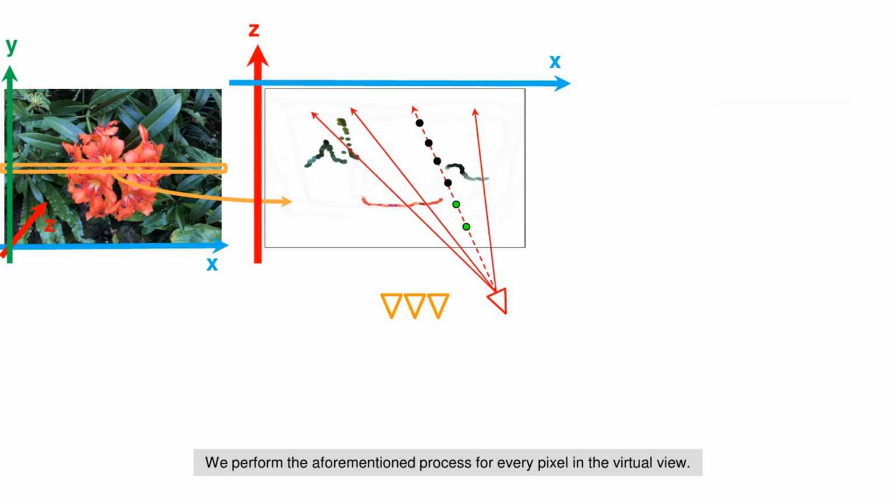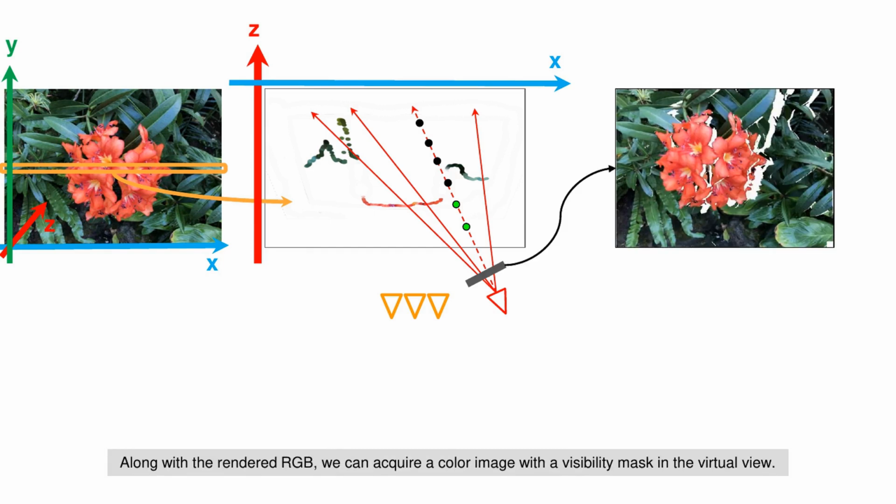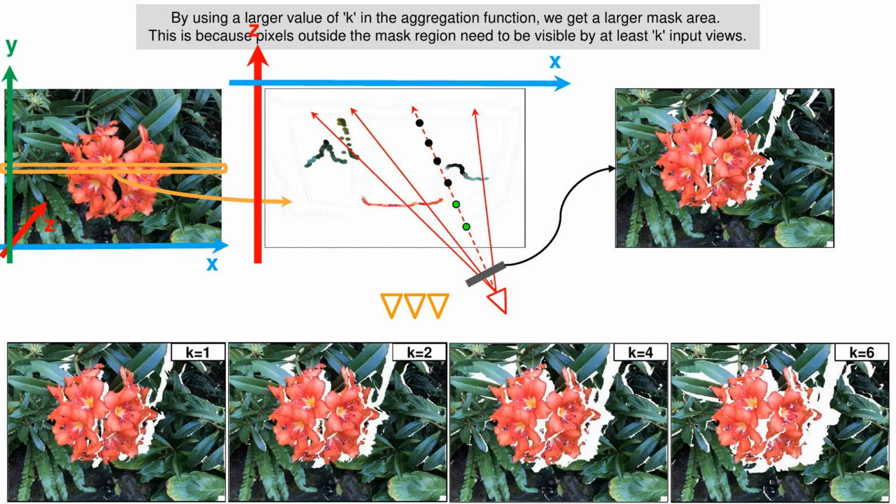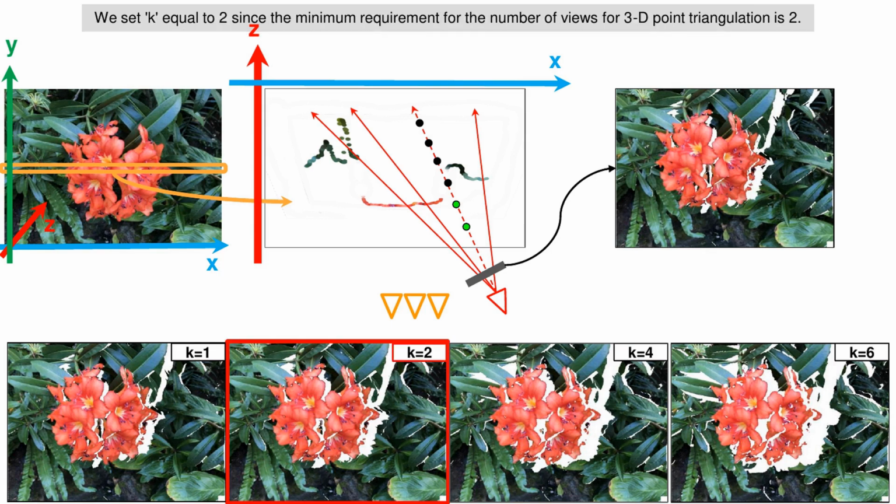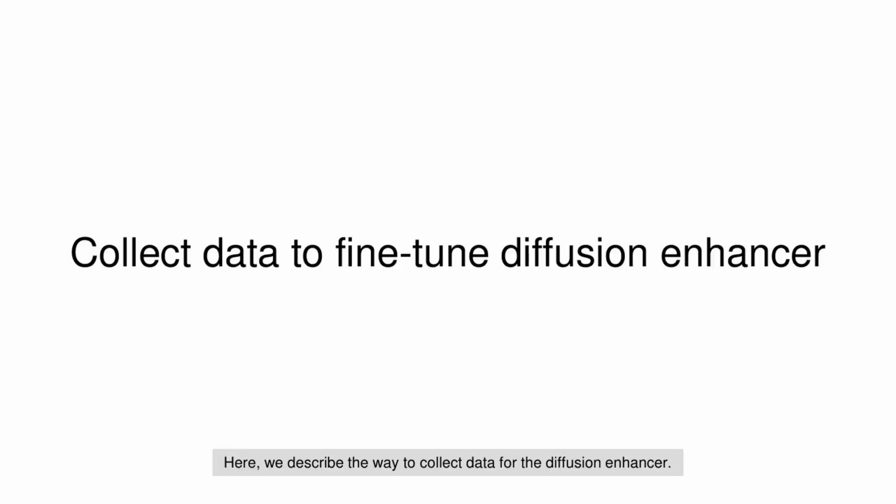We perform the aforementioned process for every pixel in the virtual view and record the value on the image. Along with the rendered RGB, we can acquire a color image with a visibility mask in the virtual view. By using a larger value of K in the aggregation function, we get a larger mask area. This is because pixels outside the mask region need to be visible by at least K input views. We set K equal to 2 since the minimum requirement for the number of views for 3D point triangulation is 2.